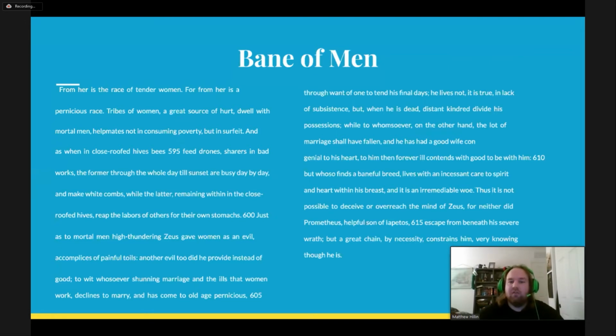Through want of one to tend his final days, he lives not. It is true in lack of substance, but when he is dead, distant kindred divide his possessions, while to whomsoever, on the other hand, the lot of marriage shall have fallen, he has had a good wife, congenial to his heart, to him then forever ill contends with good to be with him.